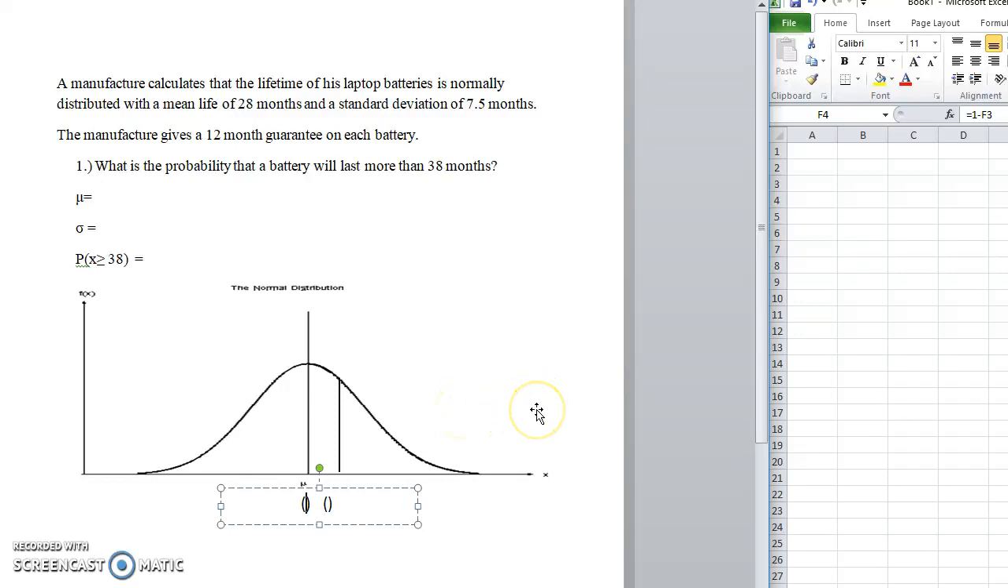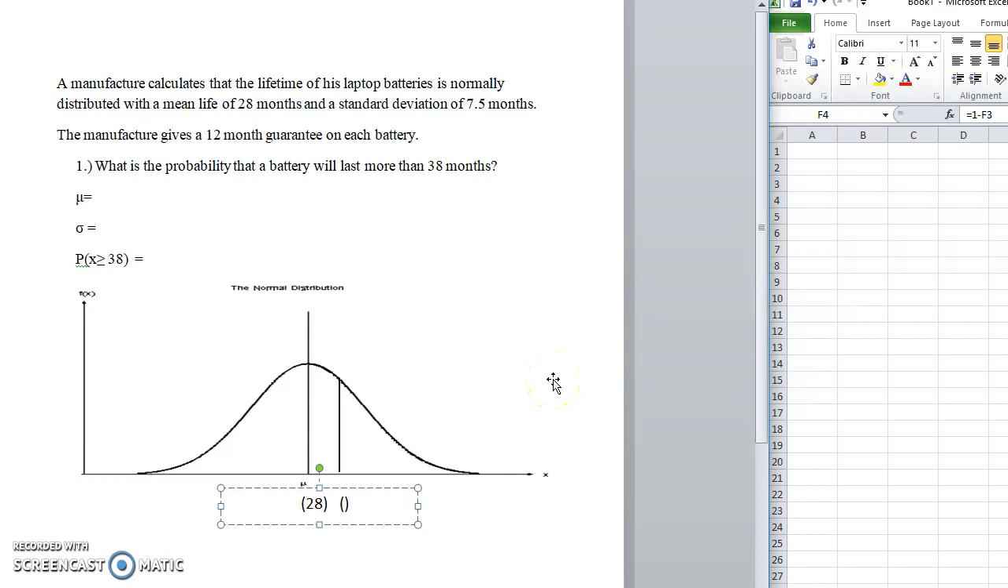Alright, we have a probability distribution problem here, and the problem reads: a manufacturer calculates that the lifetime of his laptop batteries is normally distributed with a mean life of 28 months and a standard deviation of 7.5 months. The manufacturer gives a 12-month guarantee on each battery. What is the probability that a battery will last more than 38 months?